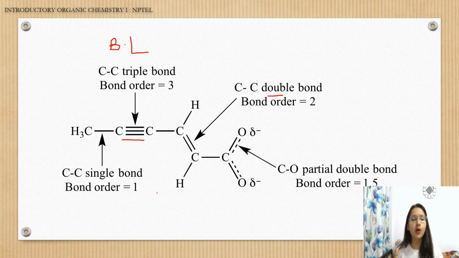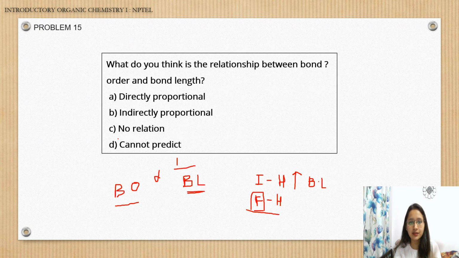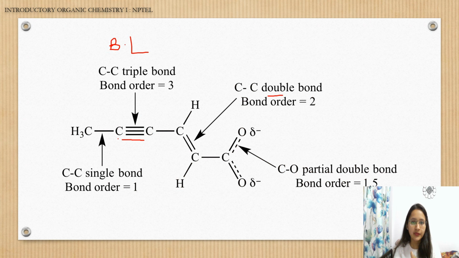So bond order will be inversely proportional to bond length. If the bond order increases, the bond length will automatically decrease, because as you can see, in C triple bond C, the bond order and bond strength are high, but the bond length is very low because it is highly compact. This is a highly rigid system, interacting strongly, so the length between these two atoms is lower.